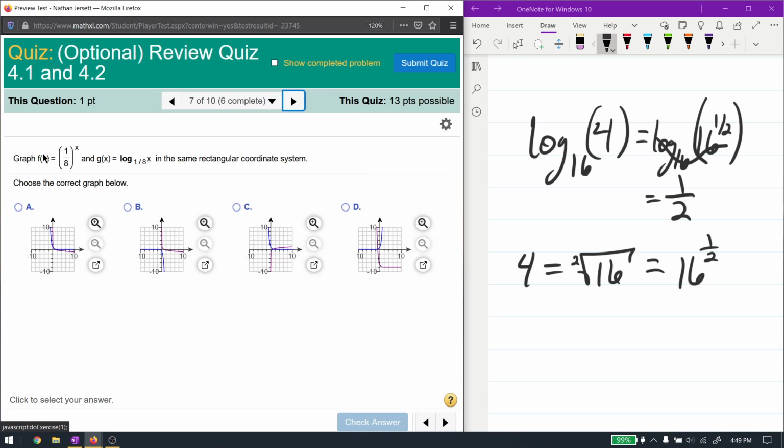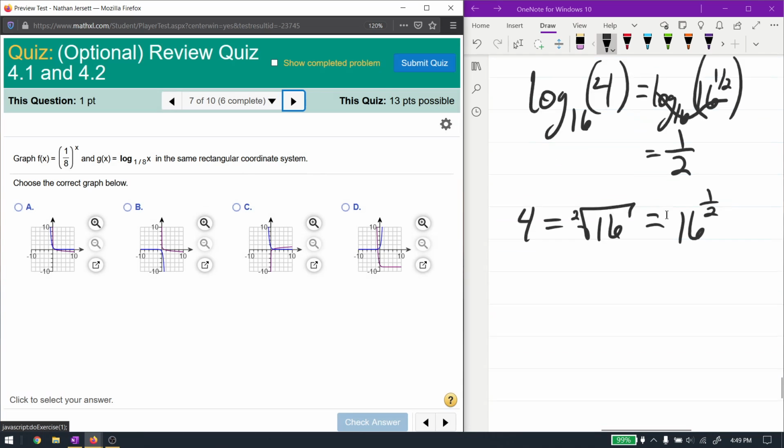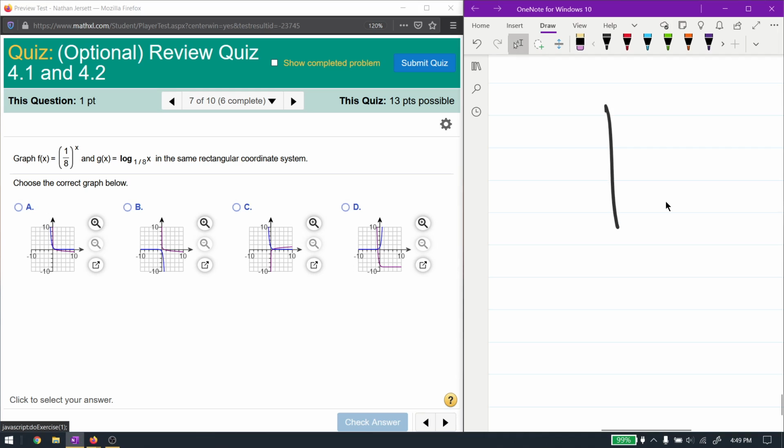We're trying to graph these two things on the plane, and the main thing you should note is that we have an exponential function here, and we have a logarithm with the exact same base as the exponential. That means these two functions are inverses of each other, so they should be reflected across the y equal to x line. So this diagonal line here, they should be reflected across that.